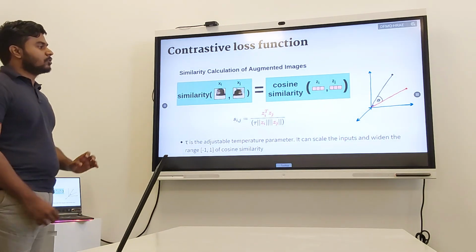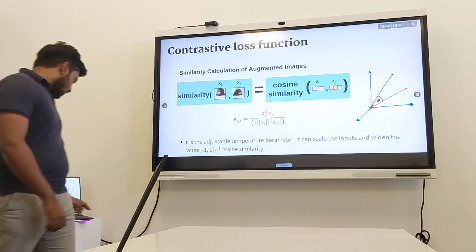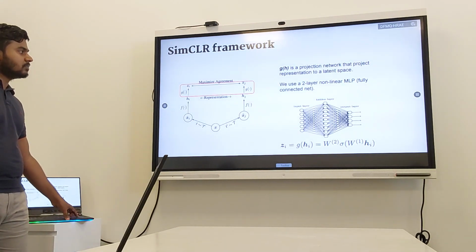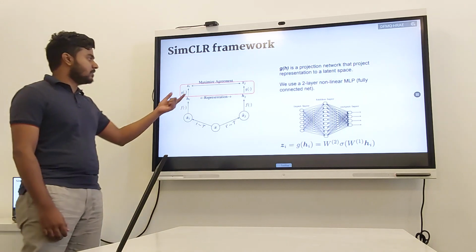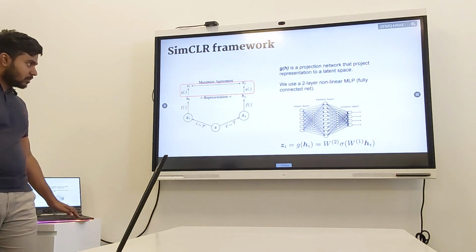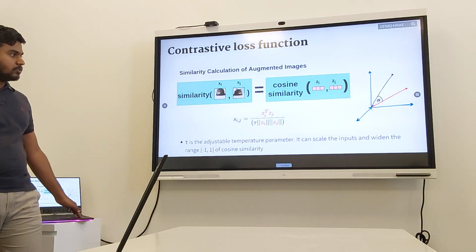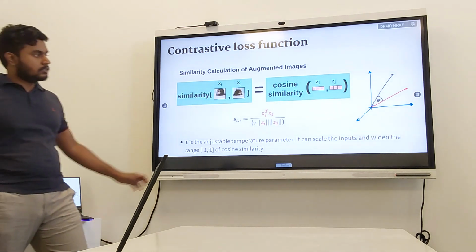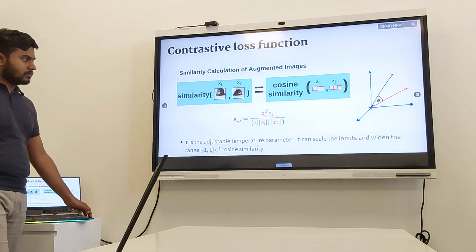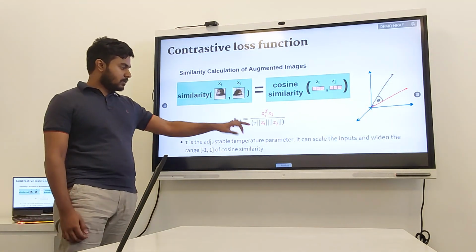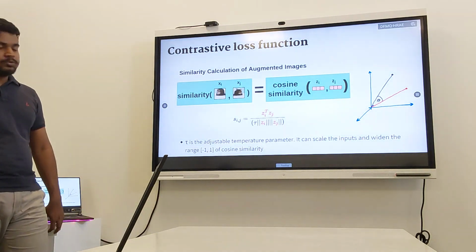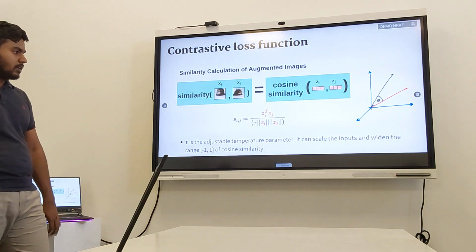So in the loss function, what they are doing is maximizing the similarity between these embeddings in Z space. For similarity, they are using cosine similarity of those Z embeddings. They have also used this tau parameter, an adjustable temperature parameter. They are using it to scale the inputs and widen the range.